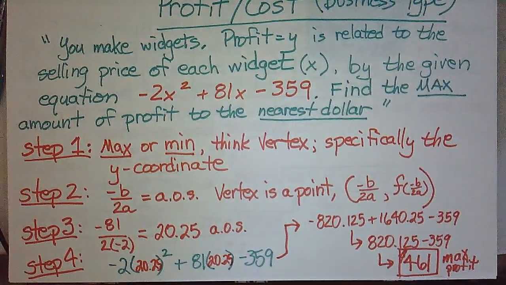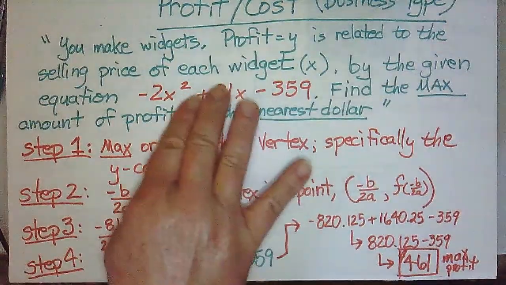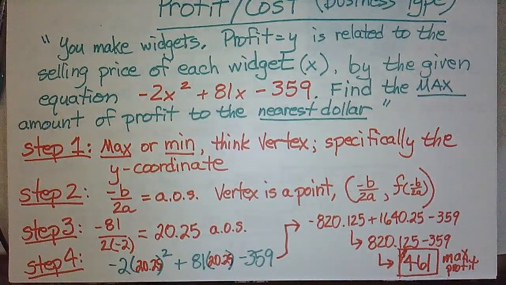So they said to round it to the nearest dollar. So it's $461 is the maximum amount of money that you can make based on the selling price of your widget. Okay? So based on this formula, costs and everything being what they are, the most money that you're going to make is $461 profit.